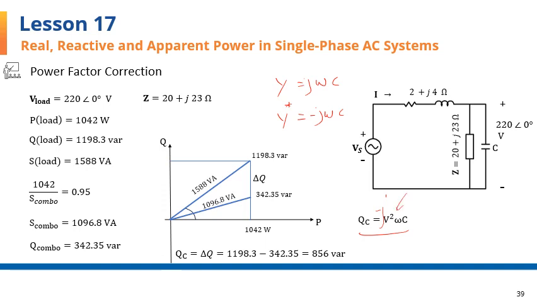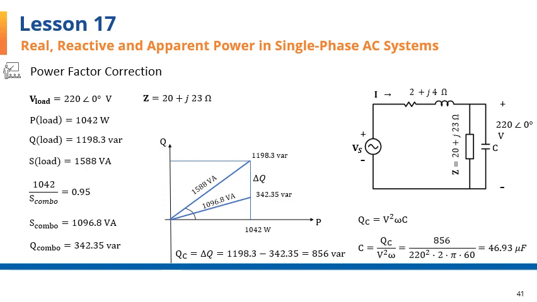Substituting for V and omega as 2 pi times frequency, and having Q_C from here, we can find the value of the capacitor. So from this equation, we will find the C, as you can see here, equals Q_C over 220 squared times 2 pi times 60, assuming 60 hertz frequency. And the capacitance comes to 46.93 microfarads.